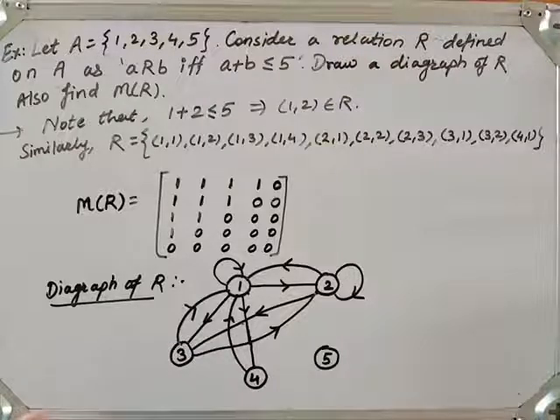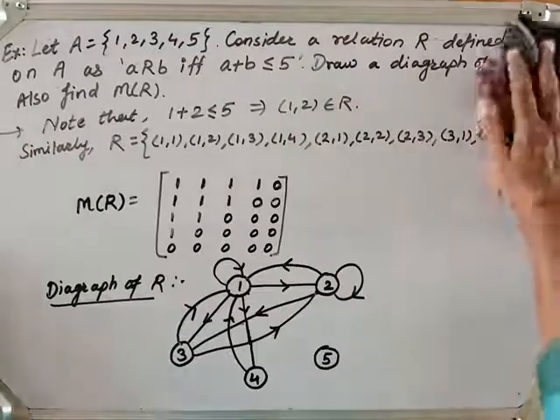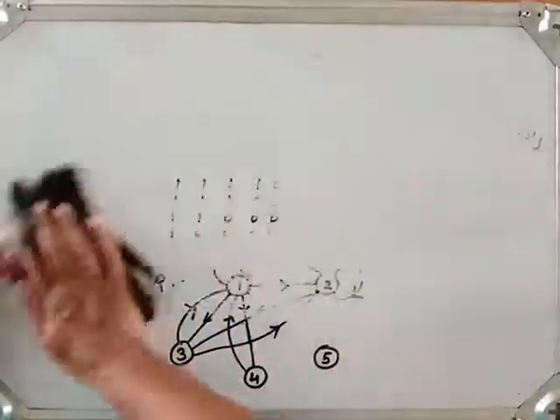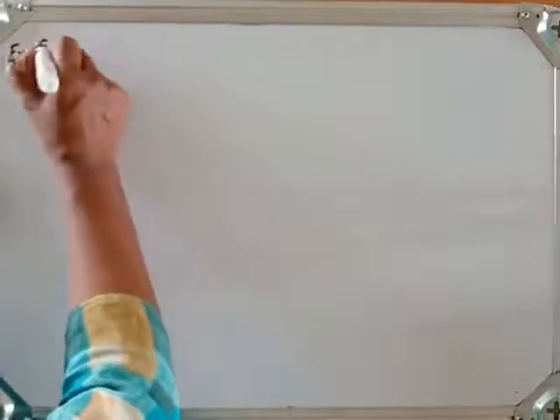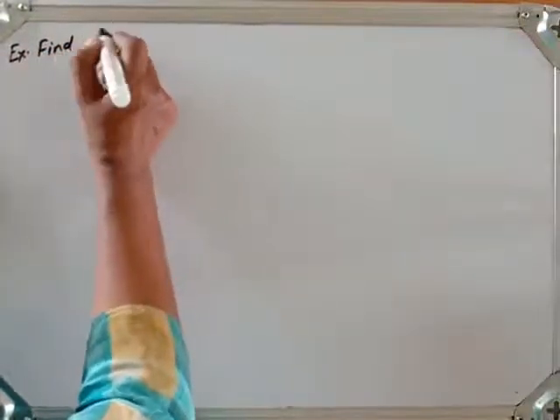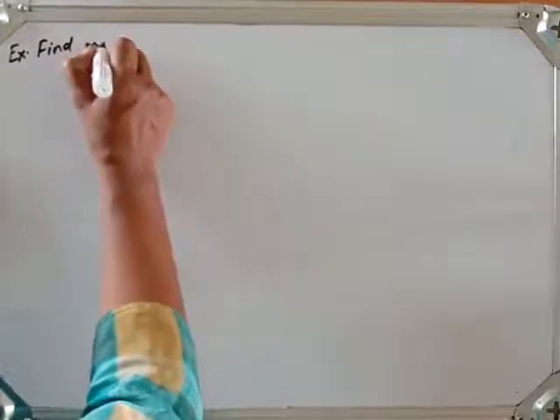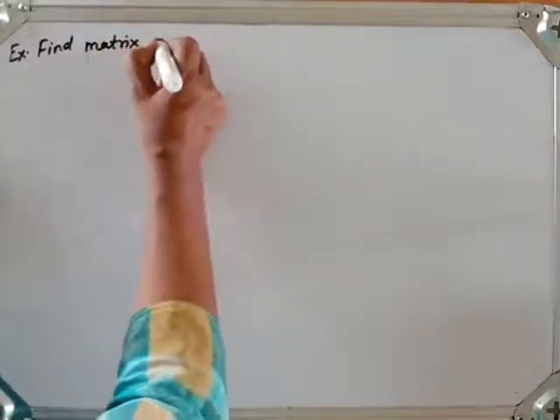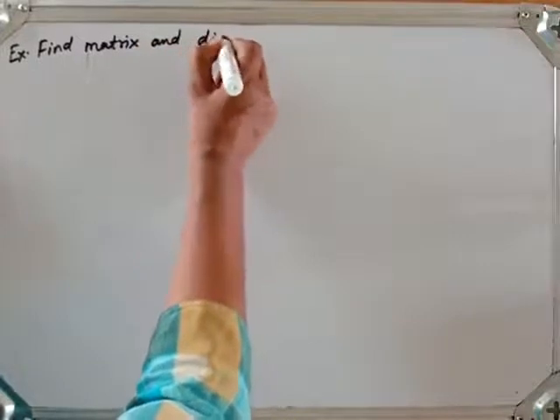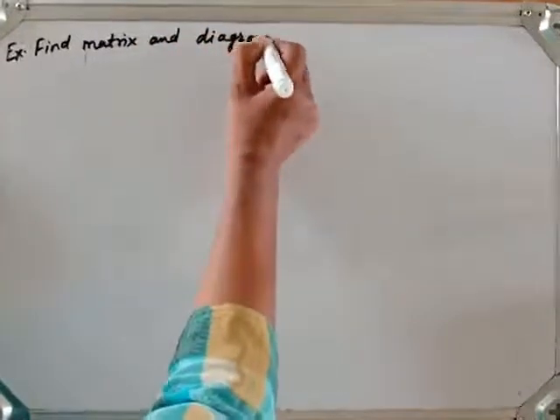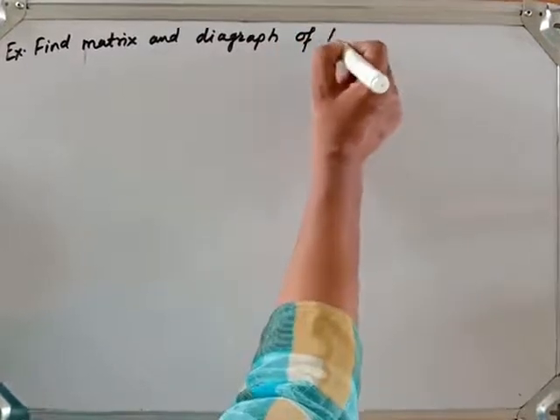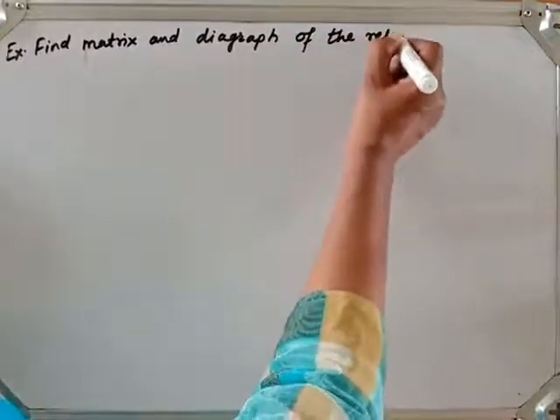Fine. Now let us take the next example. Find the matrix and digraph of the relation. Let me take one more example. Find the matrix and digraph of the relation.